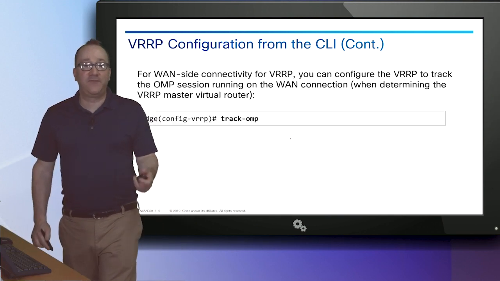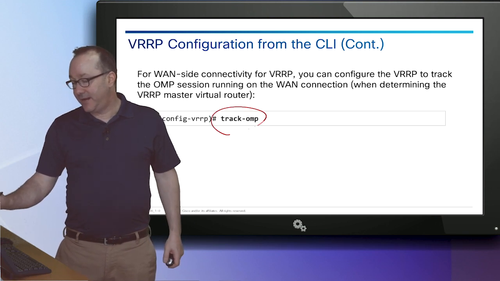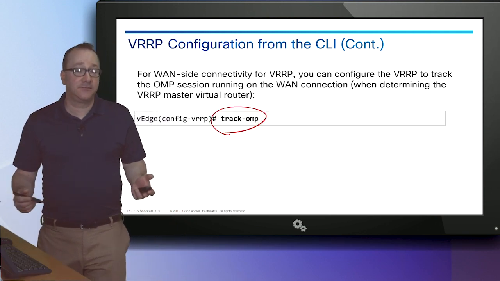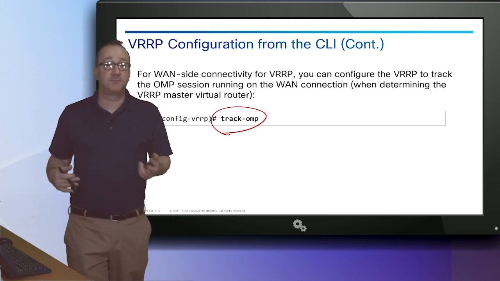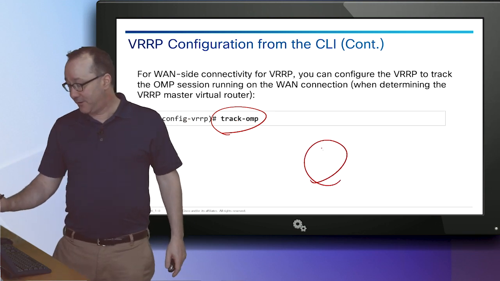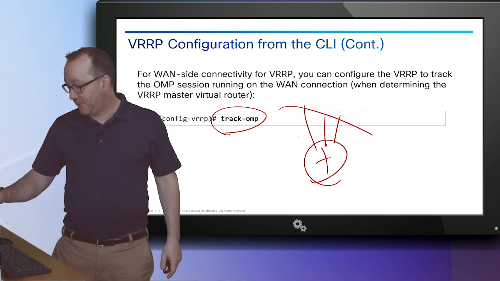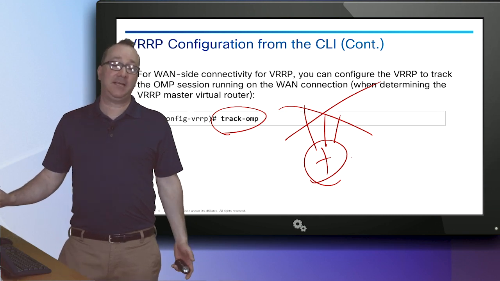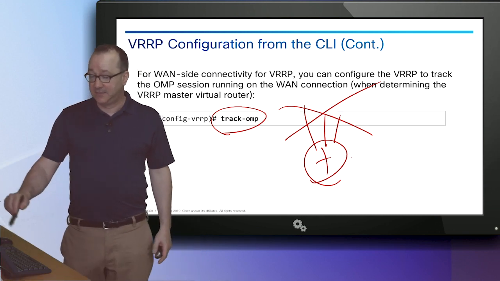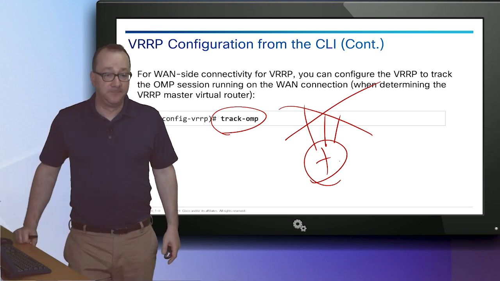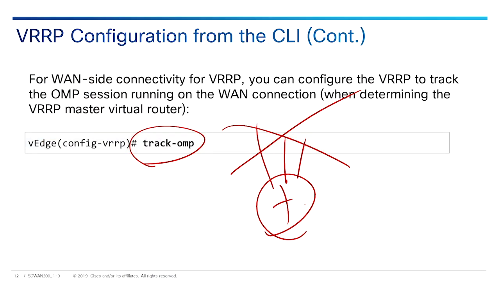We can also configure it to track OMP. So let's say I'm a master and I have tracking OMP and I lose my OMP routes. So I'm a router and all my OMP routes go away. Well, I don't want to be the master anymore if I can't provide any services. So let's take ourselves out of the equation. This way a new master will automatically be elected based on priority value.